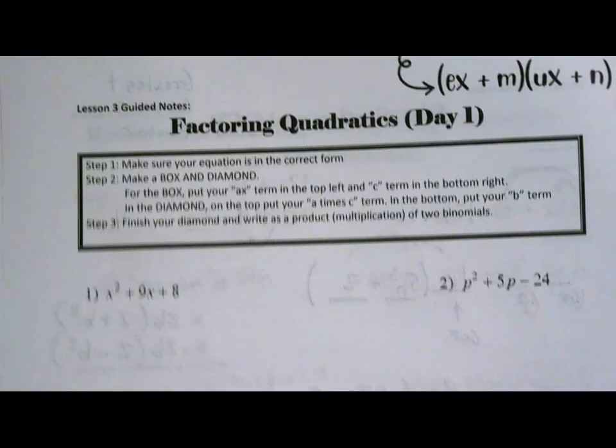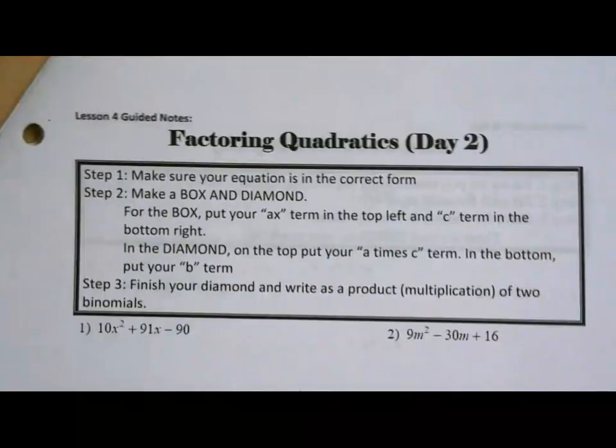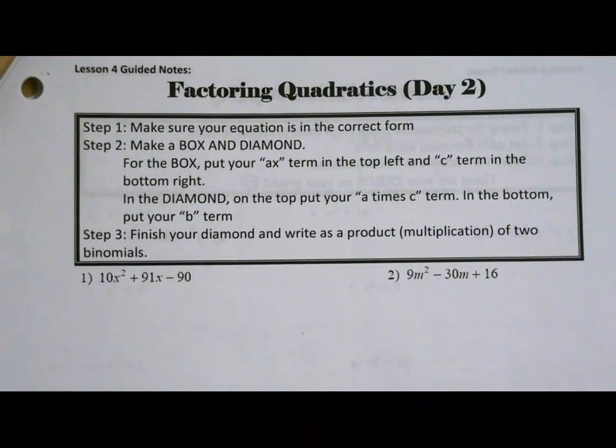So you're seeing bigger numbers, definitely bigger numbers in day 2. That's why I was kind of warning you during our warm-up. Sometimes when we do these diamond problems, we're going to deal with some bigger numbers, but that's okay. We know how to make factor pairs.